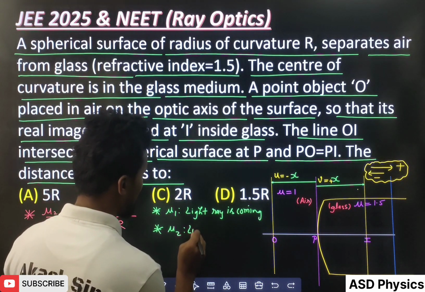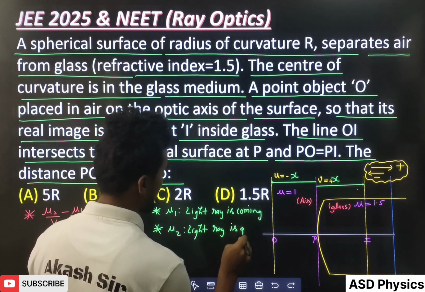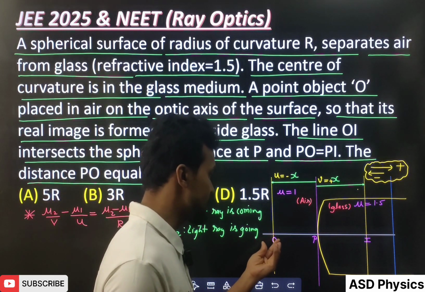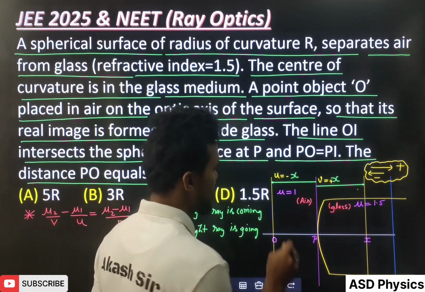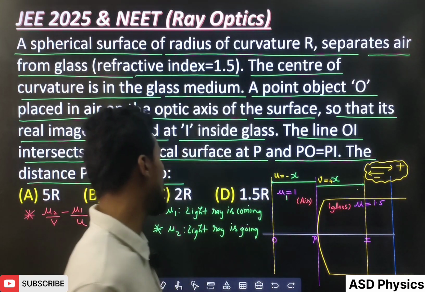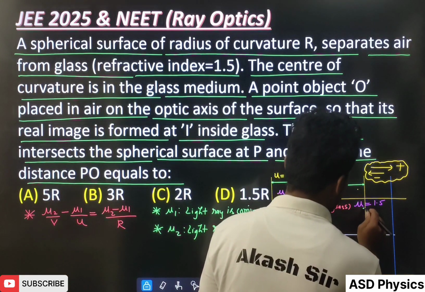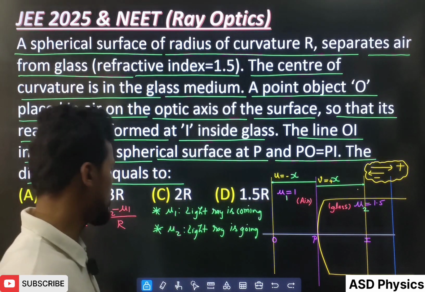So what can I write here? The light ray is going into this medium. You can see the object is here, so the light ray starts from the object towards the pole. That means this medium is mu1, and the light ray will go into this medium, so this is mu2. Remember that. I will draw the ray diagram also, not a problem.